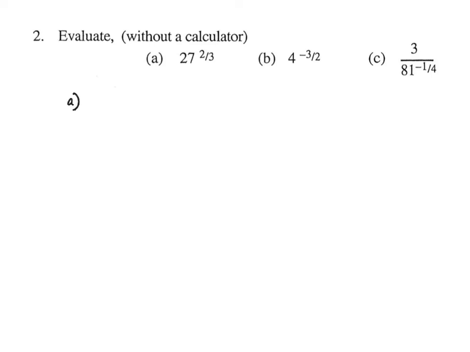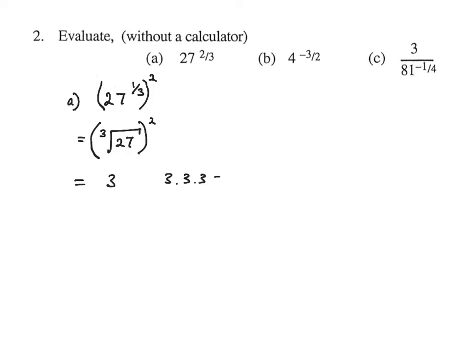So 27. Now, what I'm going to do is I'm going to break the power 2/3 down into 1/3 times 2. And the power of 1/3 is the cubed root. And the cube root of 27 is 3, because 3 times 3 times 3 equals 27. Don't forget the square, so it's 3 squared. So the bracket, cube root of 27 is 3, and we've got this power of 2, and 3 squared then is 9.